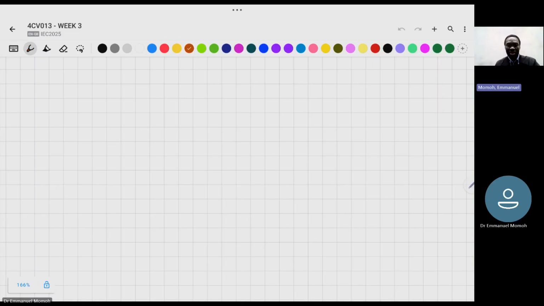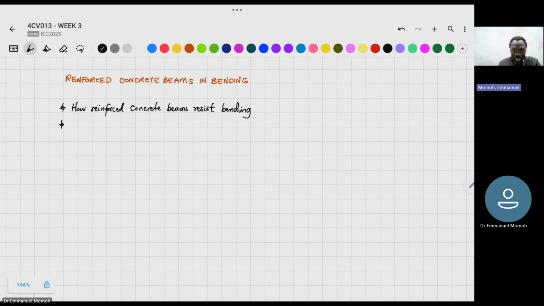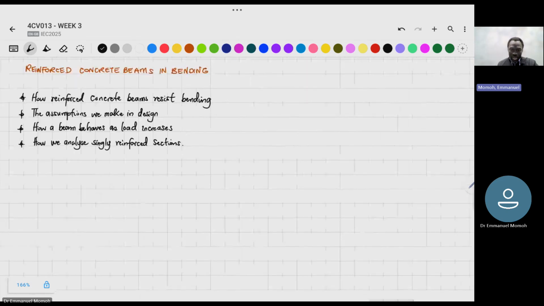In this video summary, we will move from general design principles to the actual behavior and design of reinforced concrete beams in bending. So the focus is on how reinforced concrete beams resist bending, the assumptions we make in design, how a beam behaves as load increases, and how we analyze singly reinforced beams. Good. So we will now look at the general principles of reinforced concrete beam behavior.